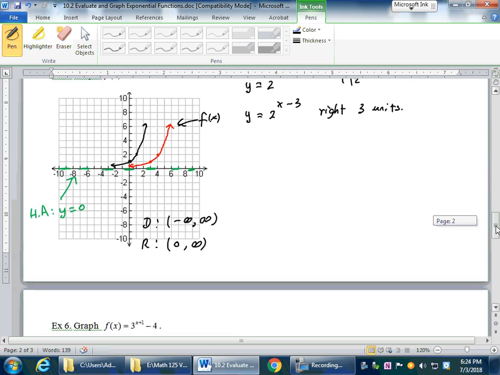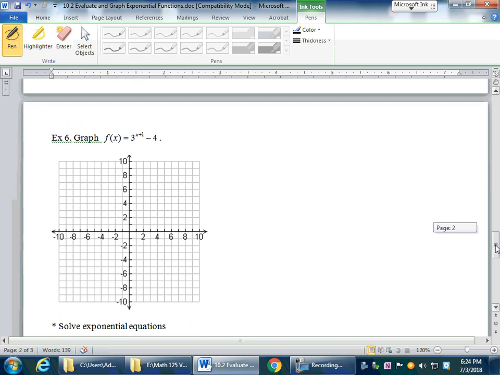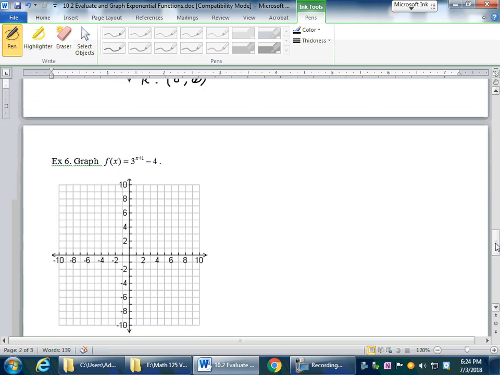Now, let's move on to the next one. Hopefully you can graph this. So what is my parent graph in this case? That will be y equal to 3 to the x power. Nothing added, nothing subtracted to it. There are no transformations in here, I mean like reflections or stretching, because I don't have any negative in front of it, so there's no reflections.